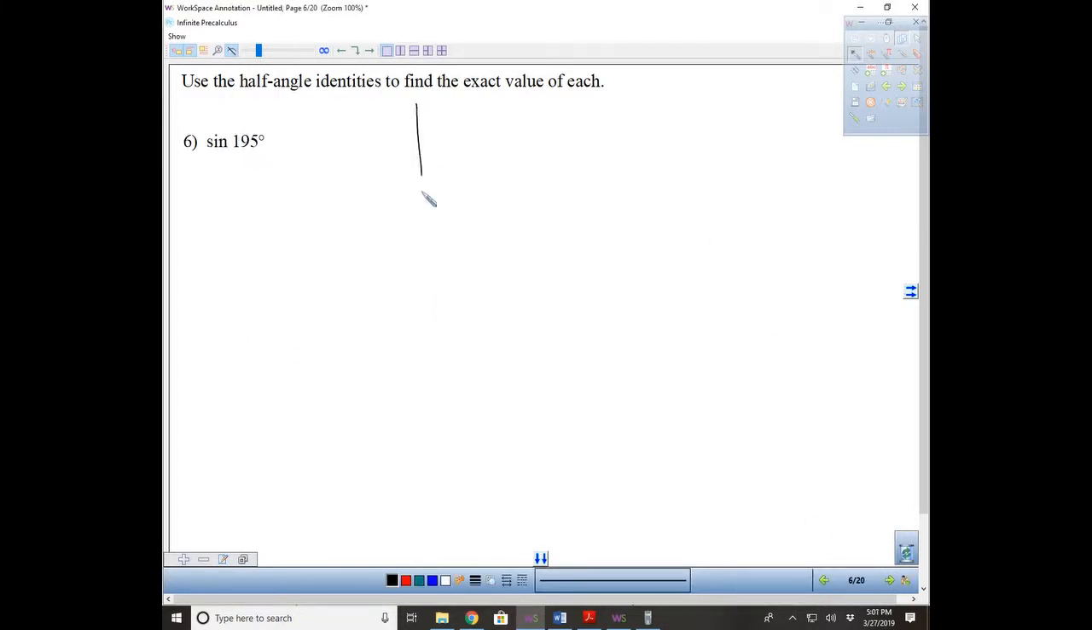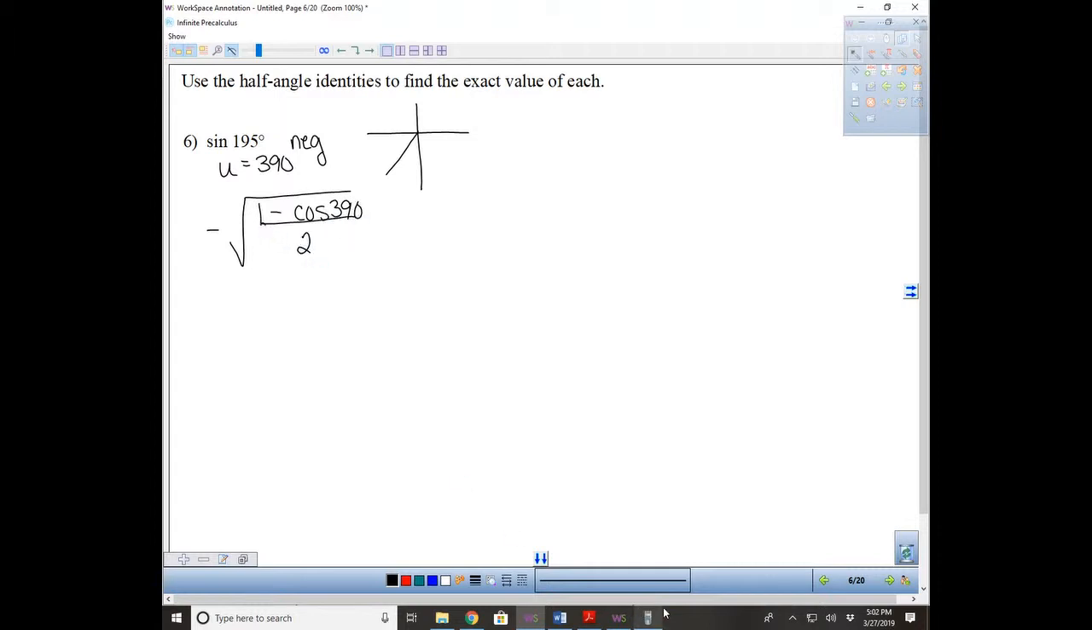So 195, if we think about that, that is going to be in the third quadrant, because this is 180, right? A little bit past that. So I'm in the third quadrant, and in the third quadrant, sine is going to be negative. All right? So I need to double the 195, so that'll make 390. And then I'm going to plug into the sine half angle formula. So I have a negative square root of 1 minus cosine 390 all over 2.